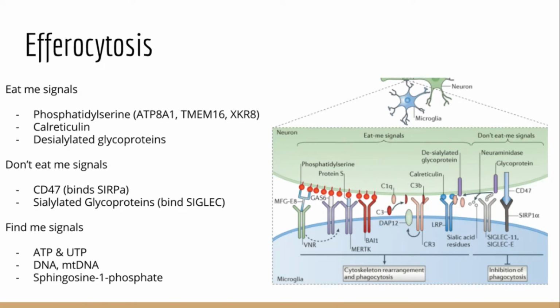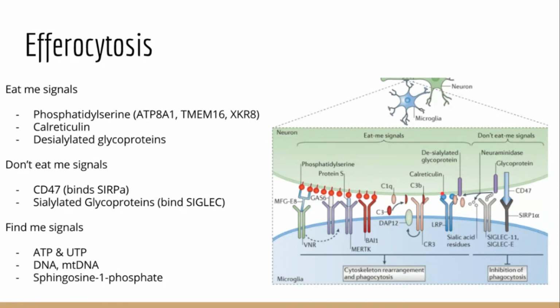Another eat-me signal is, curiously, calreticulin. Calreticulin right here. This is actually an ER folding chaperone, and I have personally no idea how it gets to the cell surface during stress, but it does appear to be there during stress, and it induces phagocytosis.